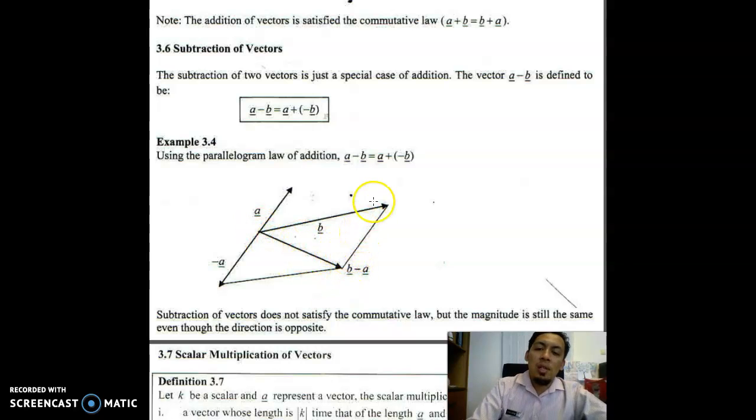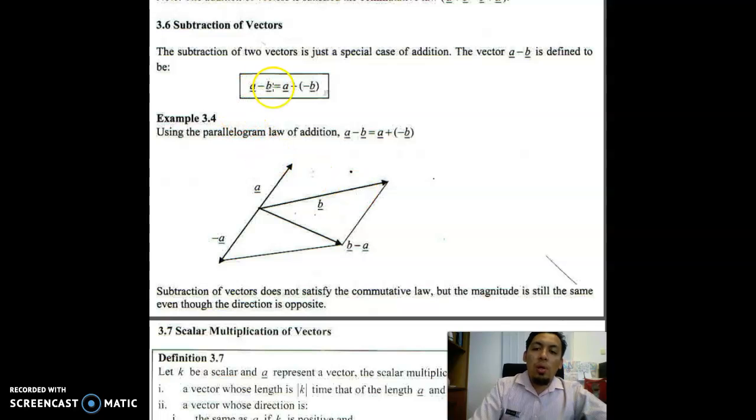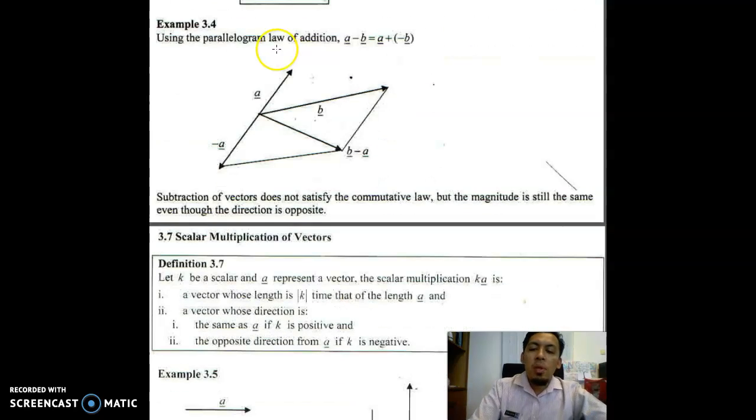So that is how you deal with subtraction. You don't subtract, you sum with a negative value. And again, talking about the commutative law, subtraction does not really satisfy the commutative law. a minus b is not equal to b minus a, right?